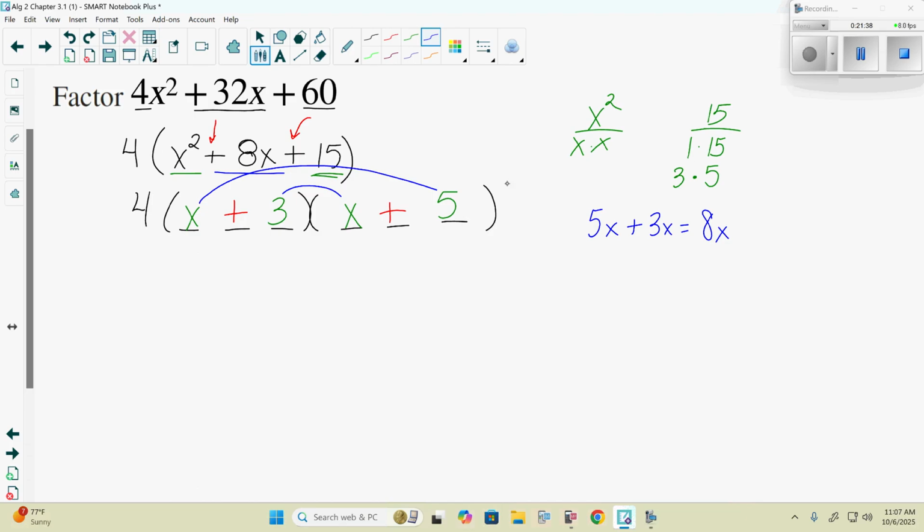4 times (x plus 3) times (x plus 5). And with these here, 4 is still part of the factored form because it is the greatest common factor. It is a factor. We need all of it. Questions on this here?